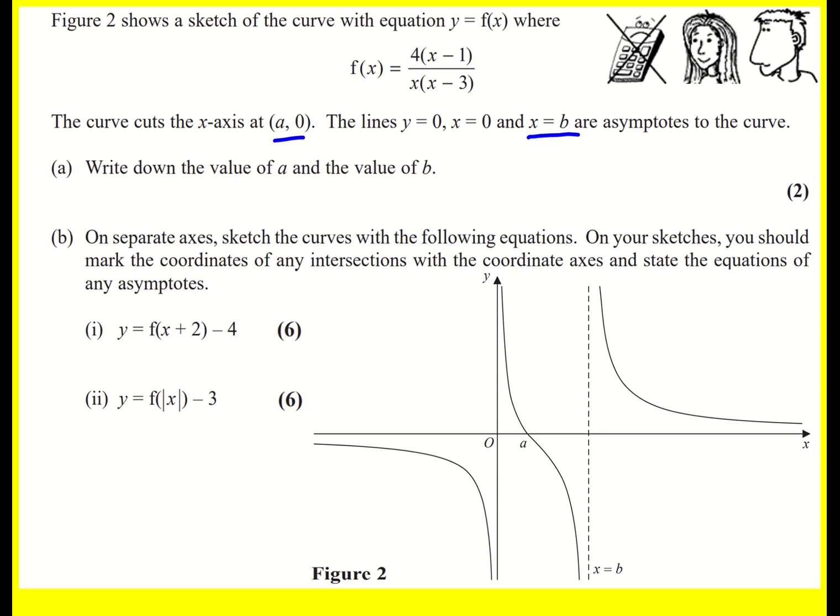Well, I'll look at b to start with. b is going to be from looking at the denominator. It's where the curve can't exist, and that's when the denominator is 0. One option is when x is 0, which we've already dealt with. The other option is when x is equal to 3. That means b is equal to 3. At that point, the function is not defined.